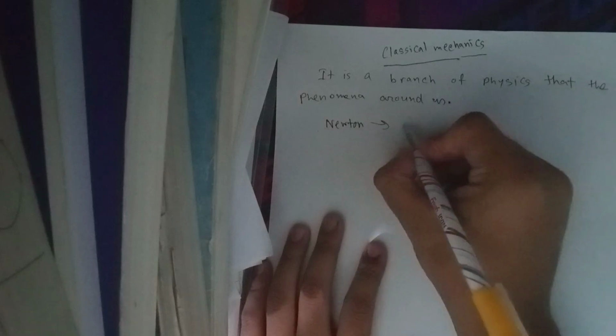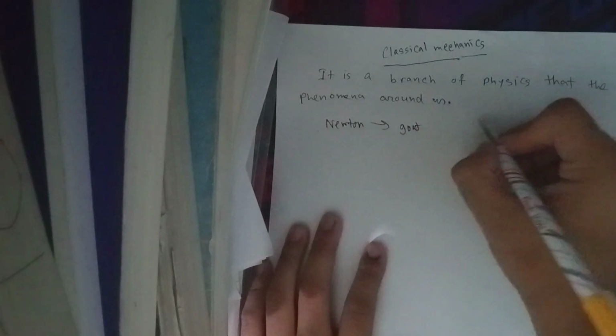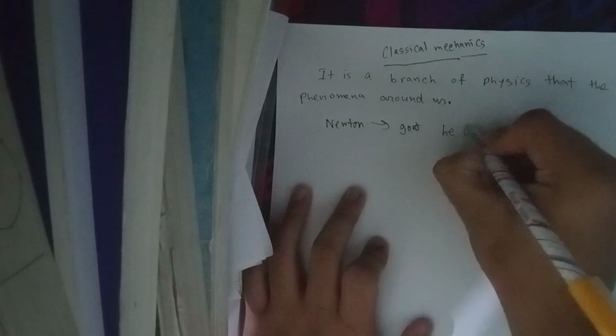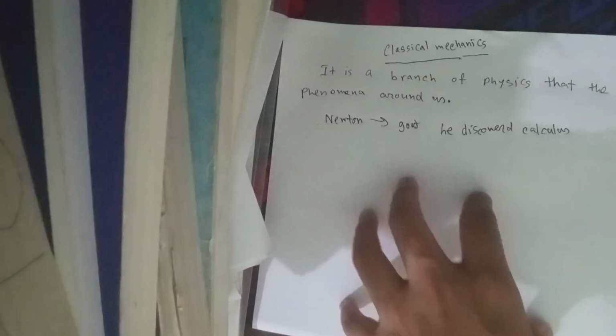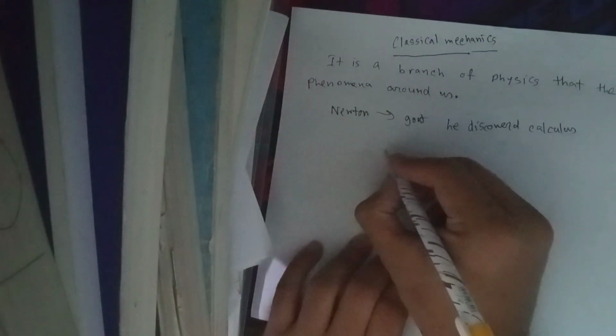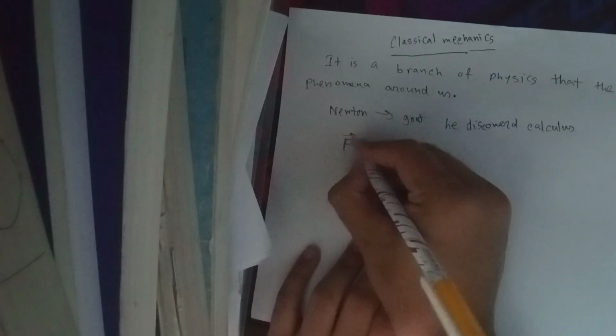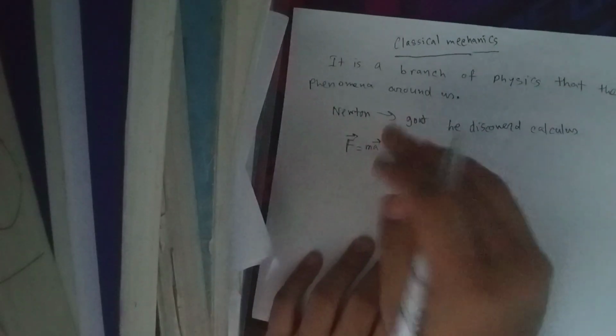So everyone knows Newton, right? This guy is the GOAT, you can say, because he discovered calculus, which is an important branch of mathematics and also physics. It helps a lot in integral, differential, tensor calculus, and everything. He also gave the most famous equation. Don't worry, I'll explain it. F equals ma. Everyone knows it that way.